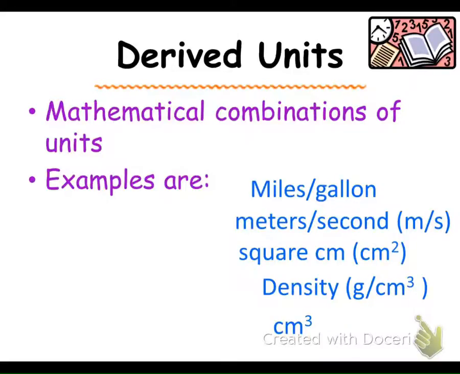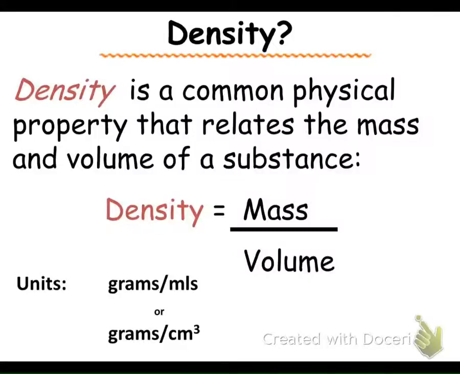Okay, so hopefully you got those examples down. Let's move on. So what is density? Density is a common physical property. Physical property is really important here. We've studied physical and chemical properties in this unit, so density is a physical property, and it relates the mass and the volume of a substance. So density, the equation, is mass divided by volume. It has to be mass over volume, so that's an important thing to remember.